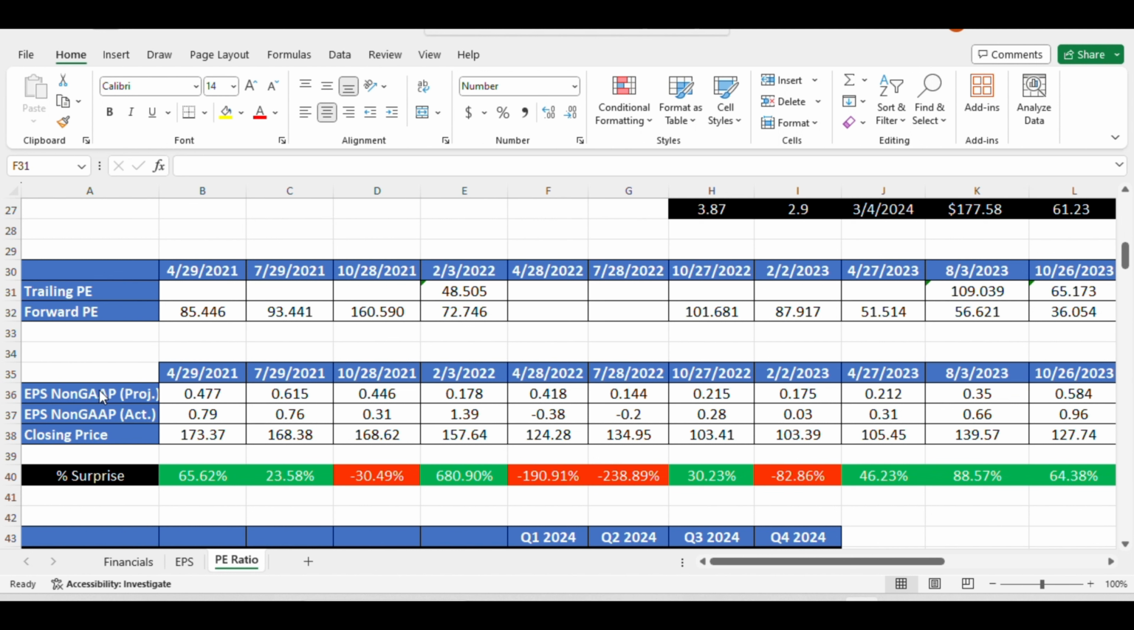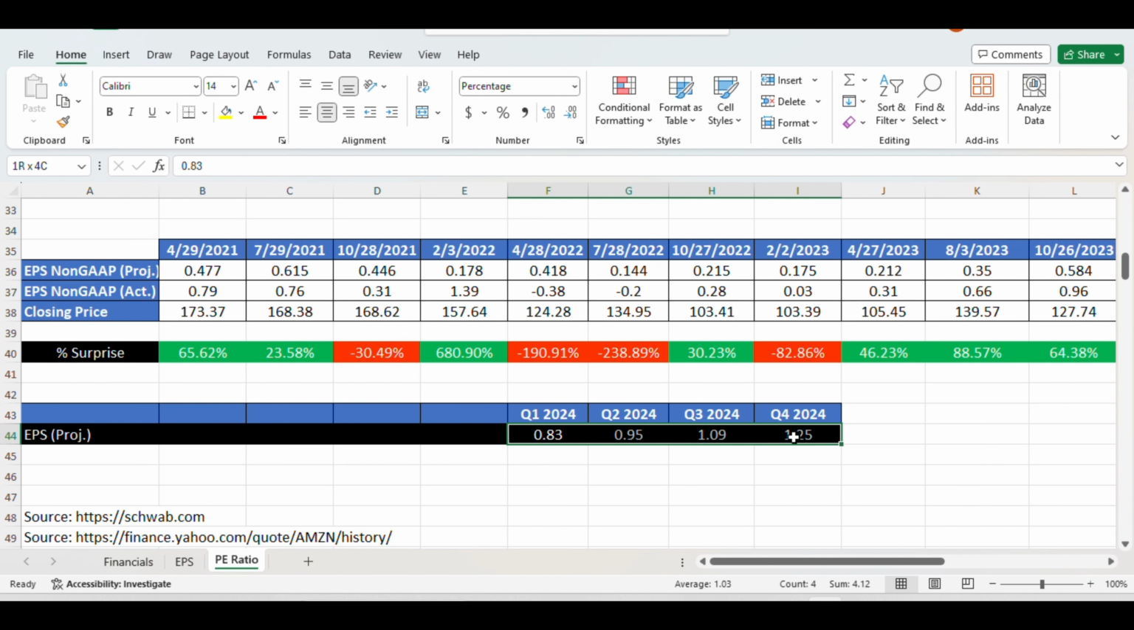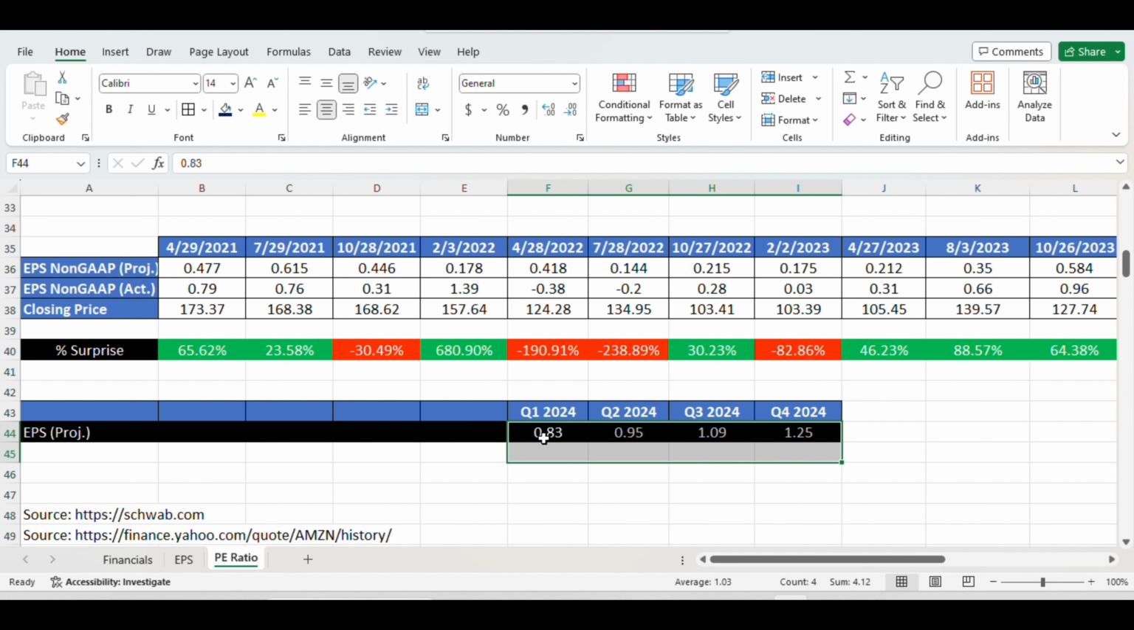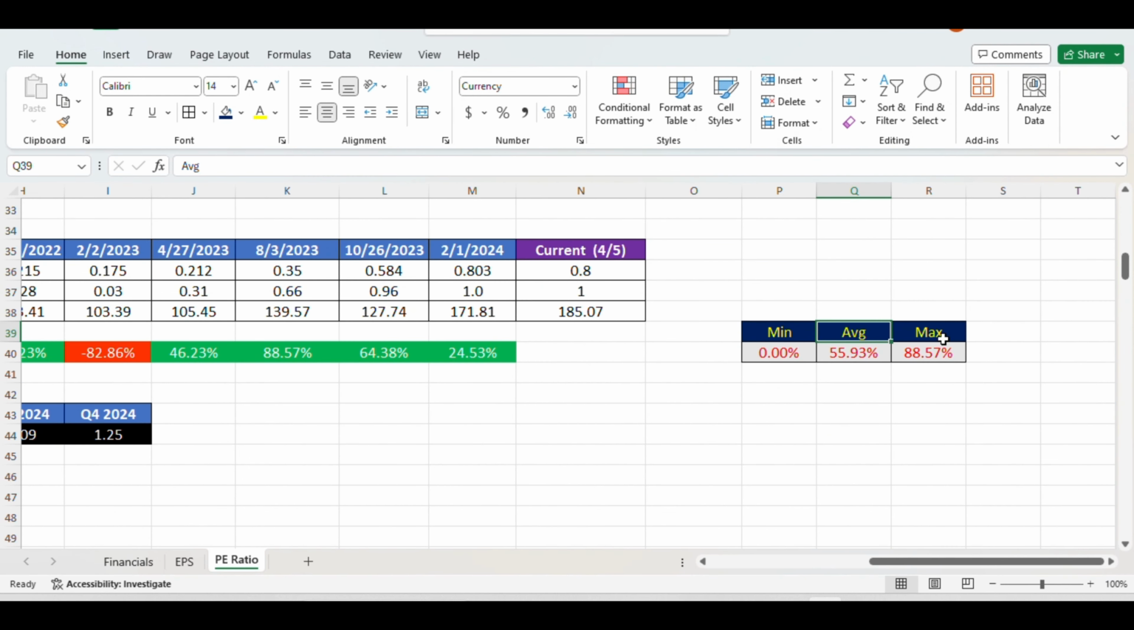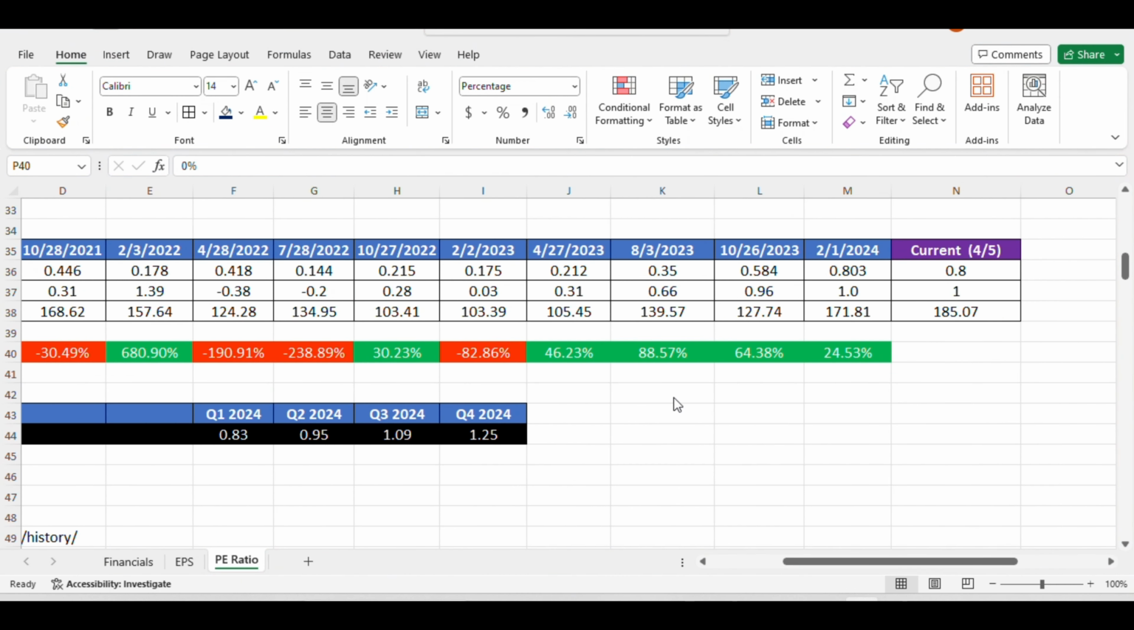Now, the third table I have here is the EPS projected versus actual for last 12 quarters and also the earning surprise for that quarter. Some are red and some are green. The reds are earning miss and the green are positive earning surprise. And also another table I have that has the EPS projections for next 4 quarters. You see that earning projections are going up each quarter. That is a very positive sign for Amazon. And I also calculated the min, average, and the maximum earning surprise for last 12 quarters. But in this calculation, I'm not using the negative values.